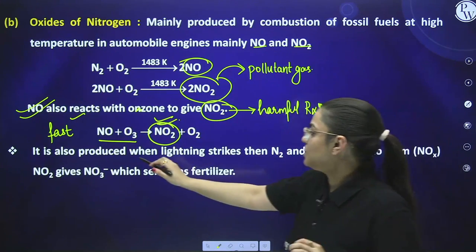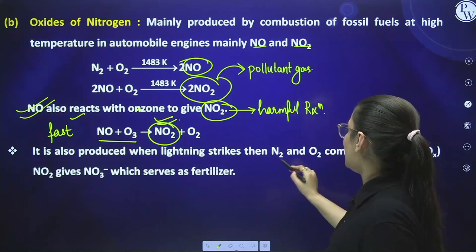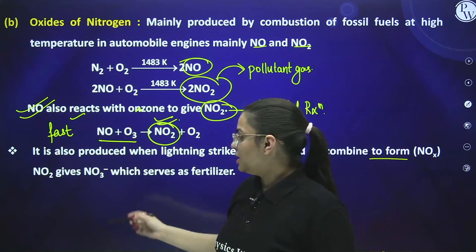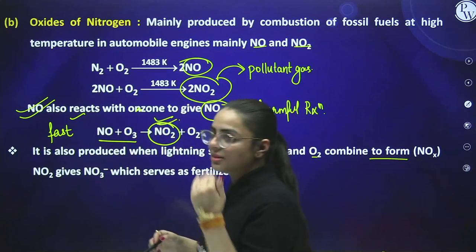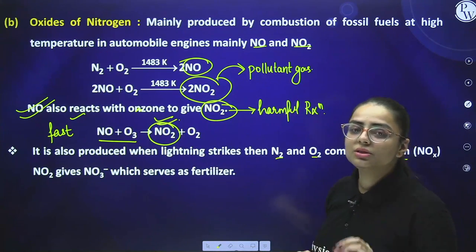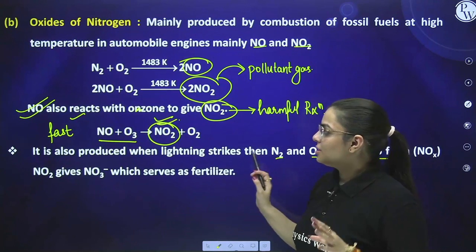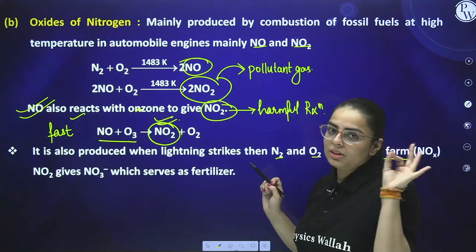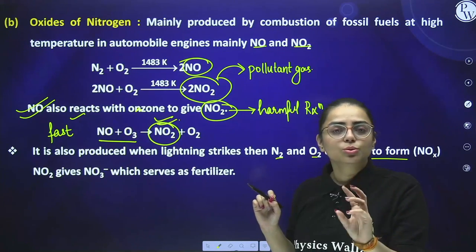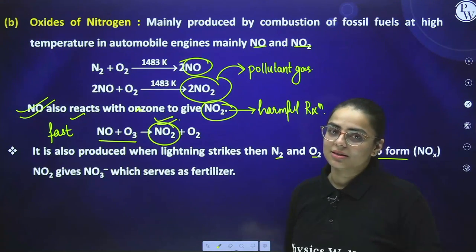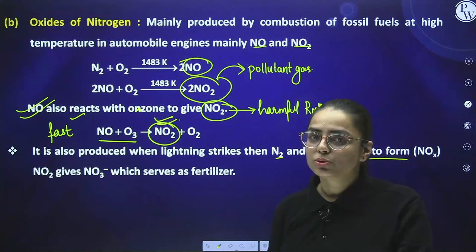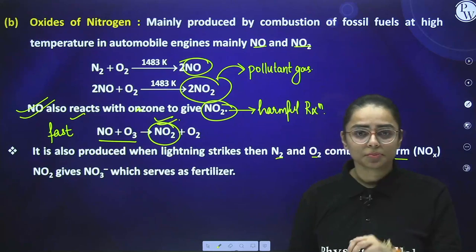It is also produced when lightning strikes, then N2 and O2 combine to form NO2 and NO3. What happens when lightning is there? NO2 is produced because N2 and O2 combine with each other, right, students? This is a quite easy concept that you need to remember. When they talk about nitrogen oxide, you should know that NO2 is a pollutant gas. It can be produced by O2, and it can be produced by O3. When it is produced by O3, it is harmful because it is fast, right?